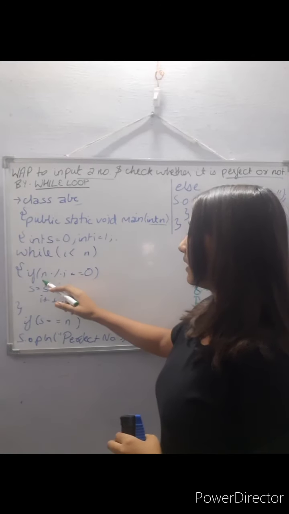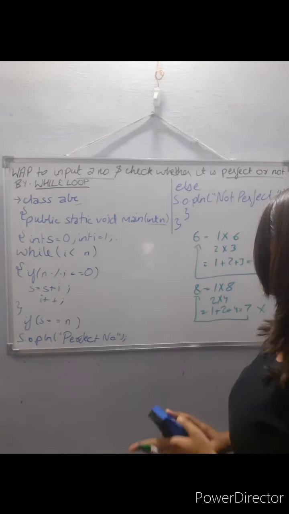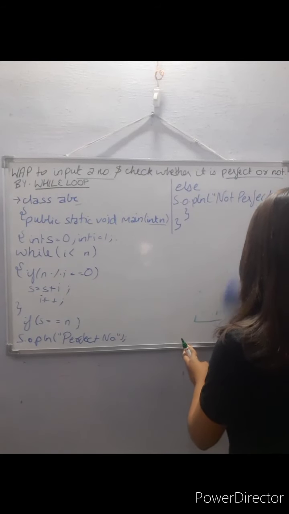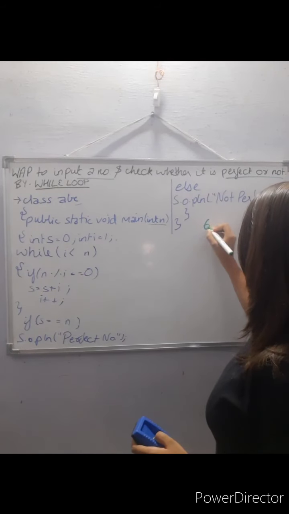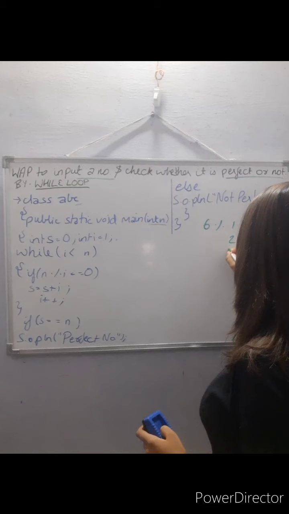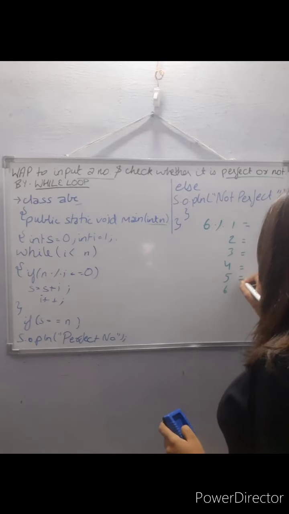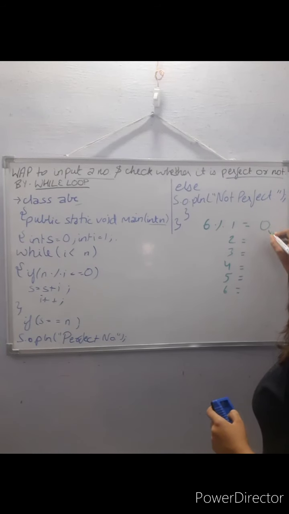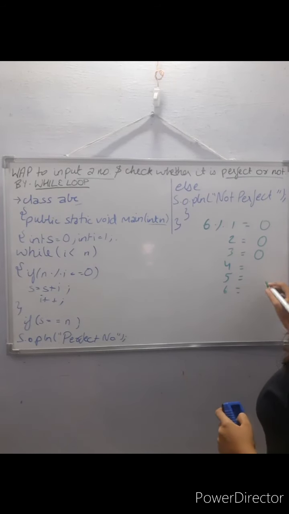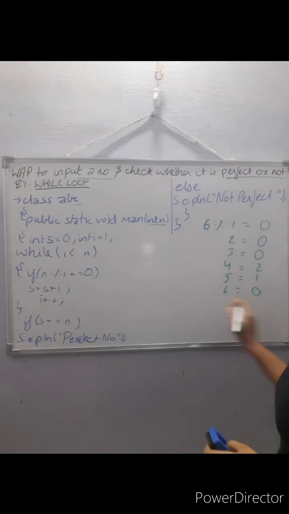So now we are going to put a condition. If n modulus i is equal to 0, we are going to add that number into sum. For example, we take number 6, i will run from 1 to 6. So if the remainder is 0, then we are going to add that number to the sum. So 6 by 1 gives us 0, by 2 gives us 0, by 3 gives us 0, by 4 it will give us 2, by 5 1, and by 6 0.